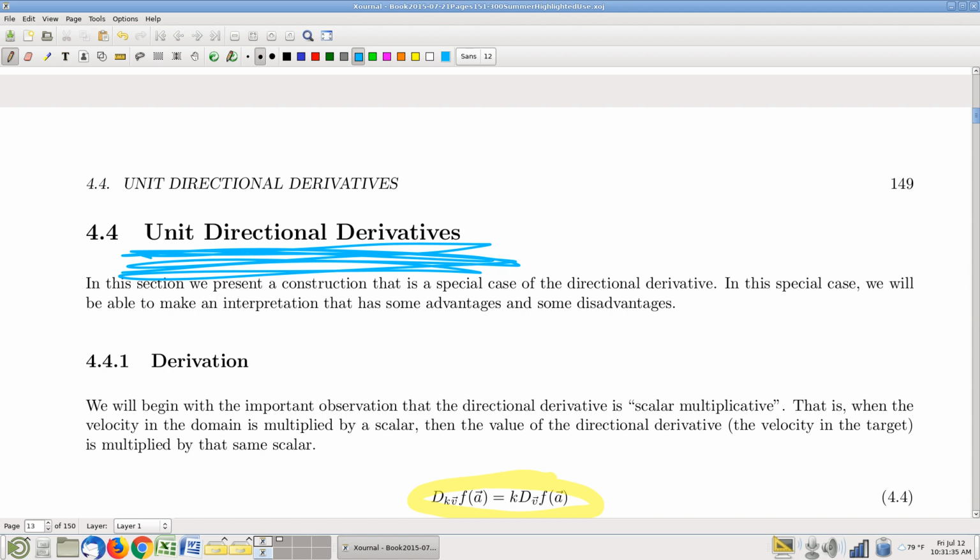So that's unfortunate. But there are some advantages, and so in this section I'm going to show you some of those advantages and how you can, in some cases, make use of this idea. So in other words, this is not a 100% silly idea. There are some nice aspects of unit directional derivatives, but this is certainly not a good only point of view on directional derivatives, in my opinion.